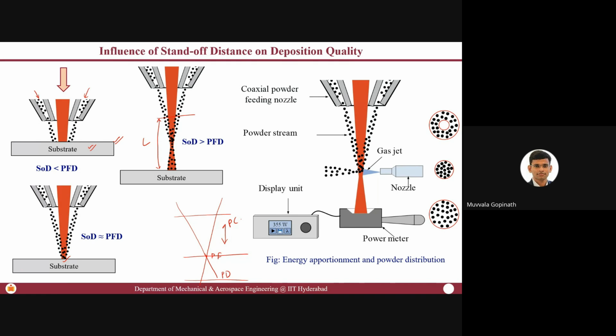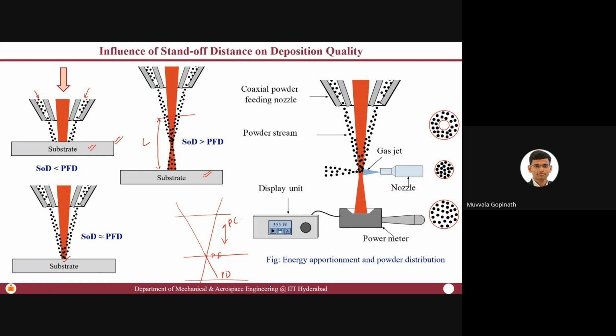Now the amount of energy reaching the substrate will reduce. The question that arises here is, you need to know what is the energy that is reaching the substrate, what is the energy that is reaching the powder. One way of doing it is in an experimental way, because we are more experimentalists.